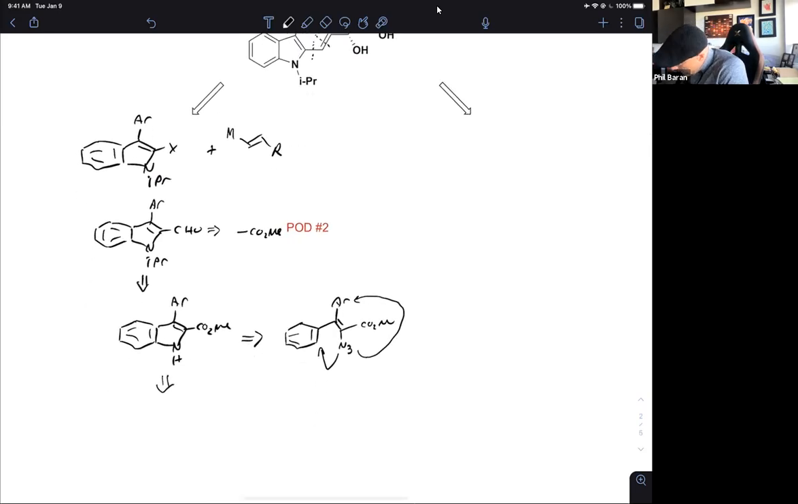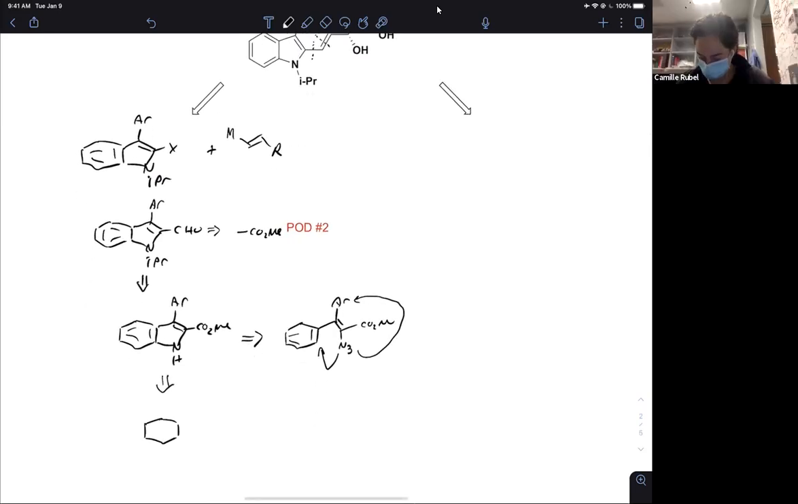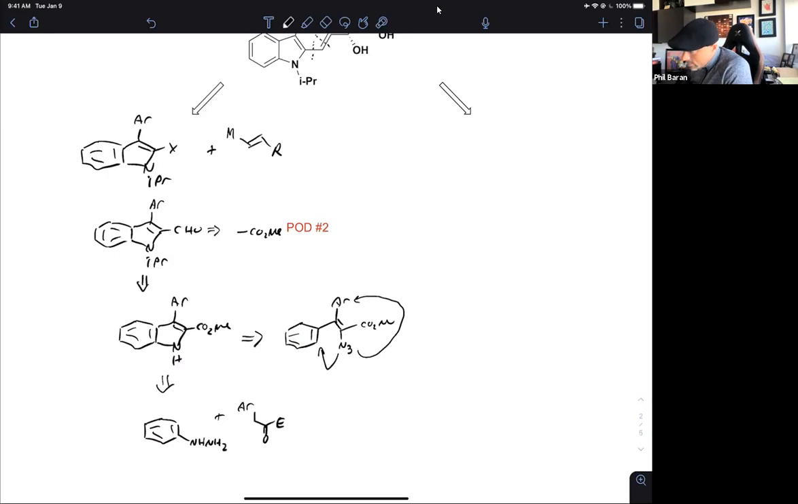So instead, I guess one could simply do a Fischer. And one could do it maybe from the alpha keto ester, or maybe one could simply use Hemetsberger logic, like we talked about before, and treat this with the diazonium, and that would also lead to the same intermediate hydrazone. Do you guys see that?